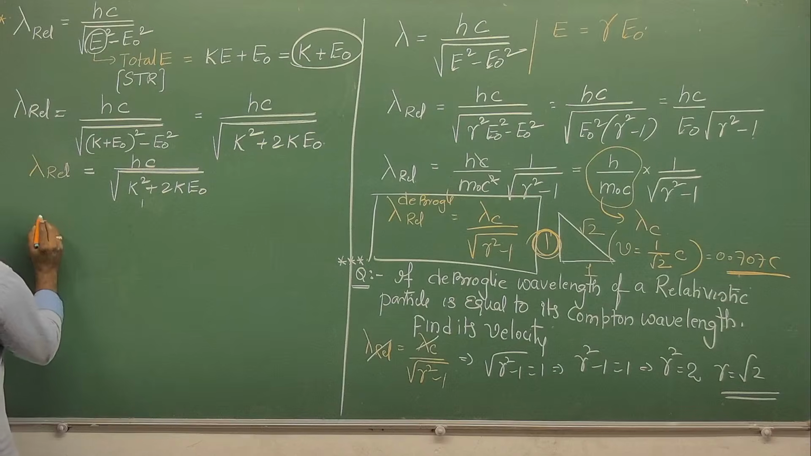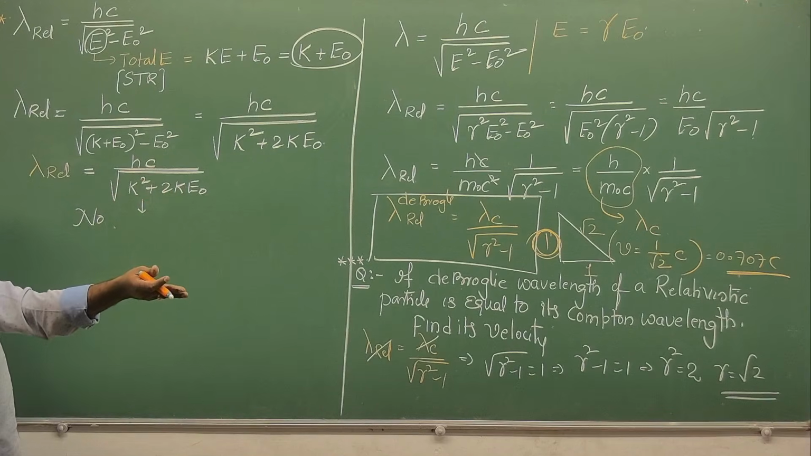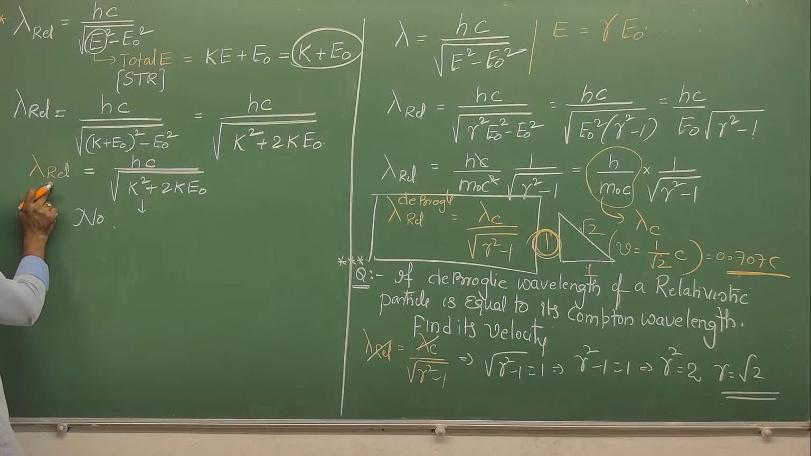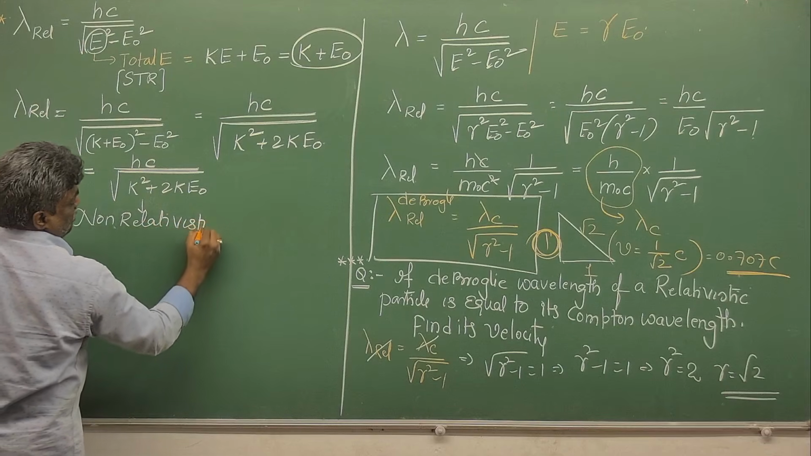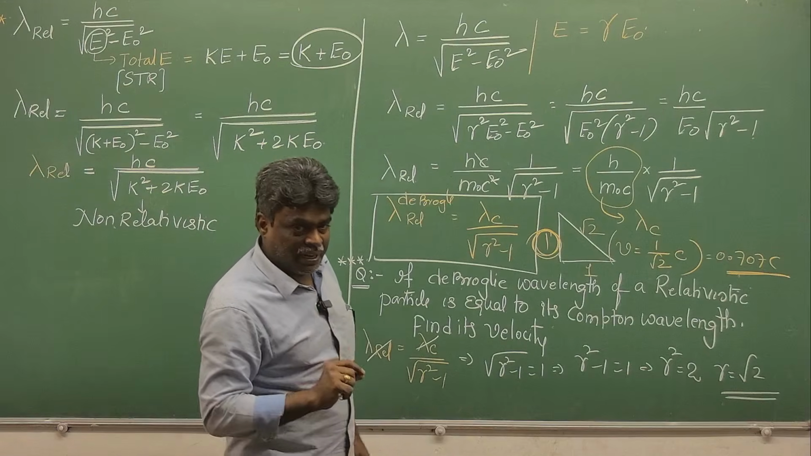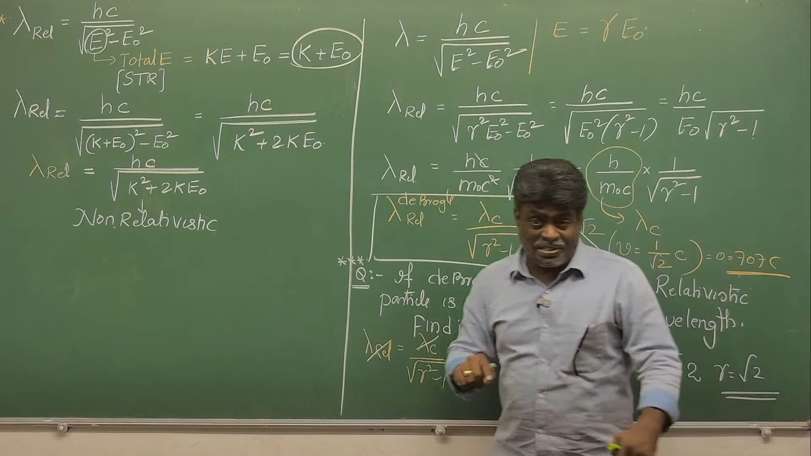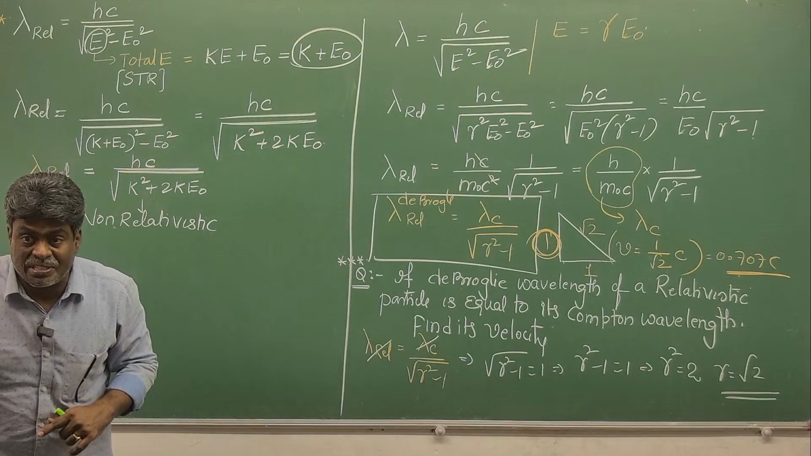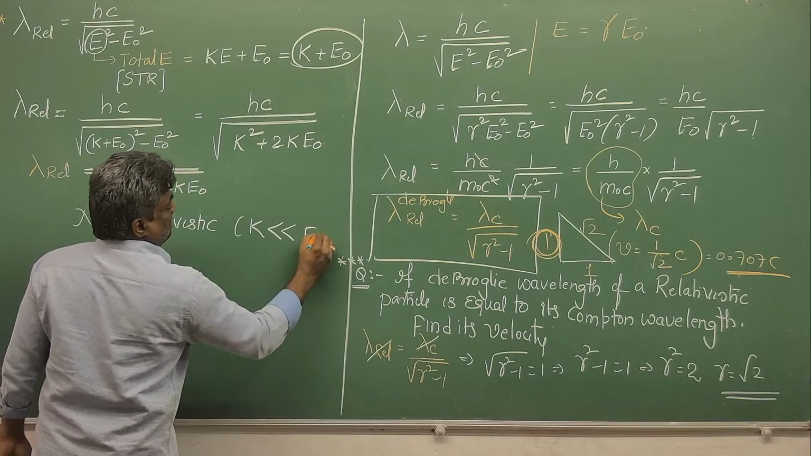Listen, I am taking a special case of non-relativistic. Everybody will define the non-relativistic separately and relativistic separately. But what I am saying is, non-relativistic is a special case of relativistic. In the last class, I explained the difference between relativistic and non-relativistic. Relativistic: kinetic energy is very much greater than rest energy. Non-relativistic: kinetic energy is very much less than rest energy.